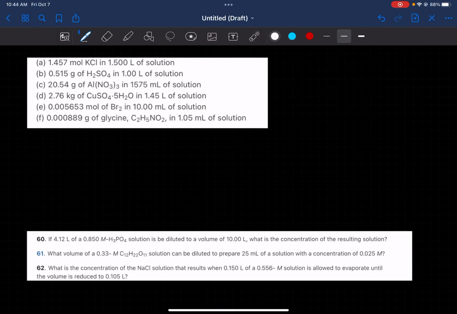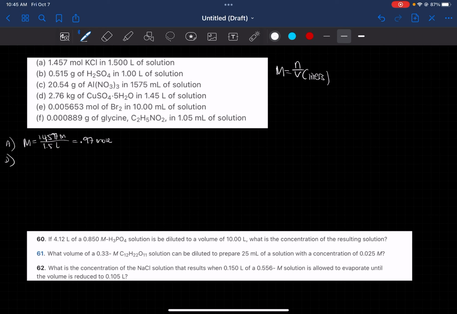Alright. For this one, we're solving for molarity. As we know, molarity equals moles over the volume in liters. So the first one is basically solved for: M equals 1.457 mole over 1.5 liters, which equals the answer of 0.97 mole.